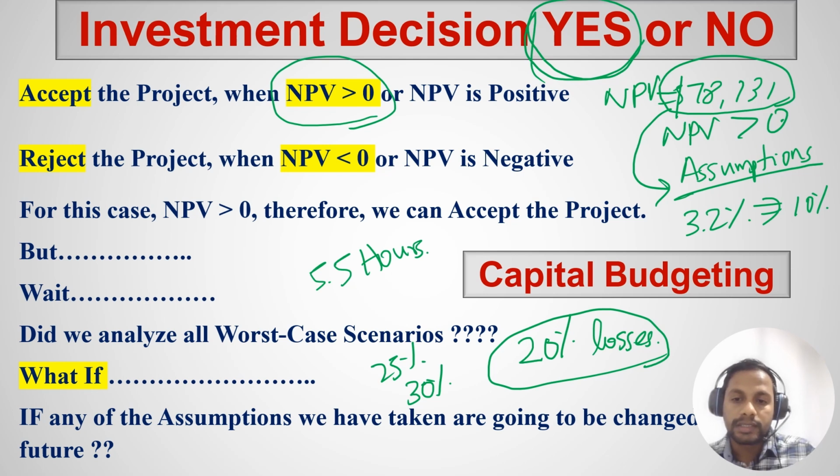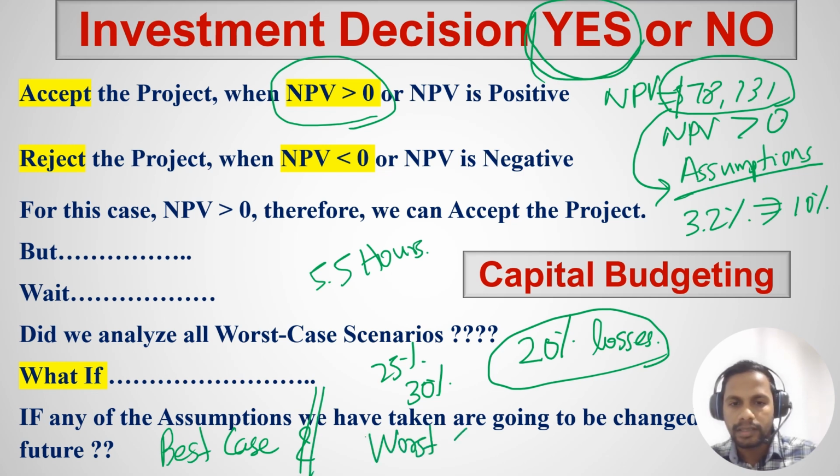But the second thing is a detailed study. In this detailed study, we need to study the best case and worst case scenario. This is one study, and the worst case. Worst case means, because it's a 25 years project, there are many things that can happen.